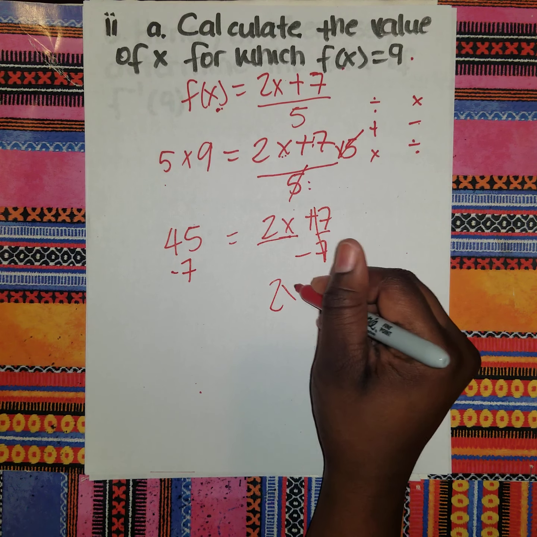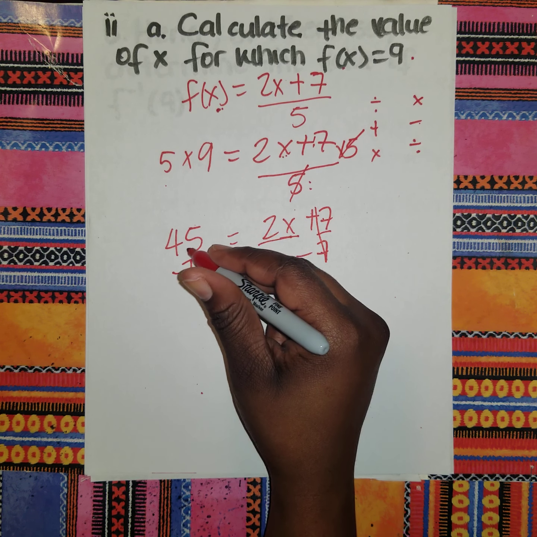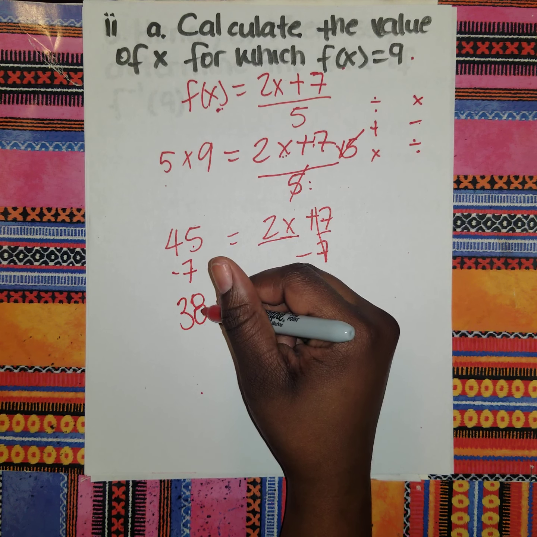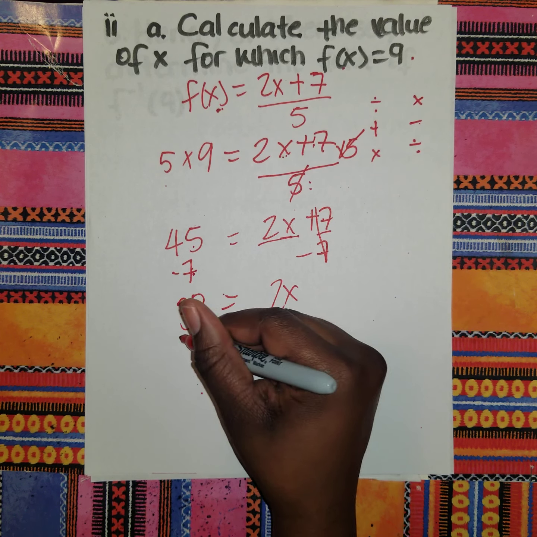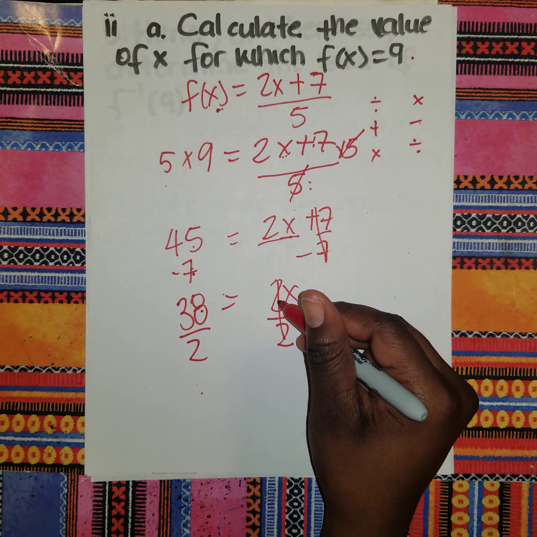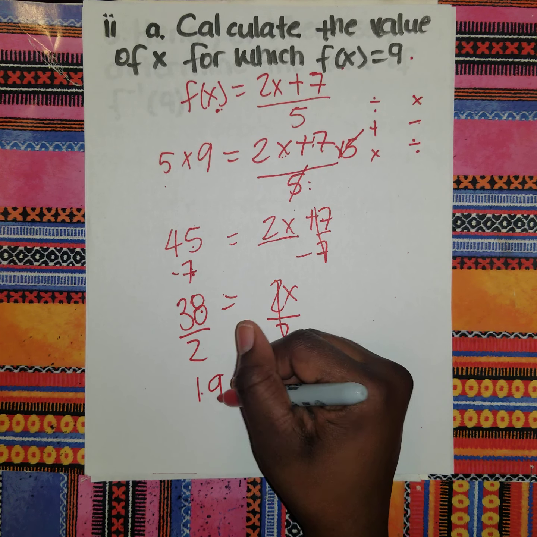So here we have 2x, so that's cancelled. We have 2x is equal to, what would that be now? That's 38 plus 2, okay, 38. And divide by 2 here, then divide by 2 here. You simplify and divide by 2 because these two are multiplying. So x is equal to 19.